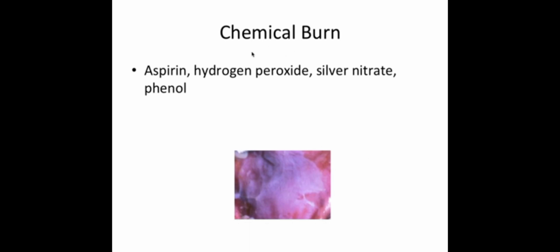A chemical burn could be by any of these compounds: aspirin, hydrogen peroxide, silver nitrate, and phenol. Typically, aspirin is something that a test maker might ask about, causing this sort of whitish, sloughing appearance of the tissue.